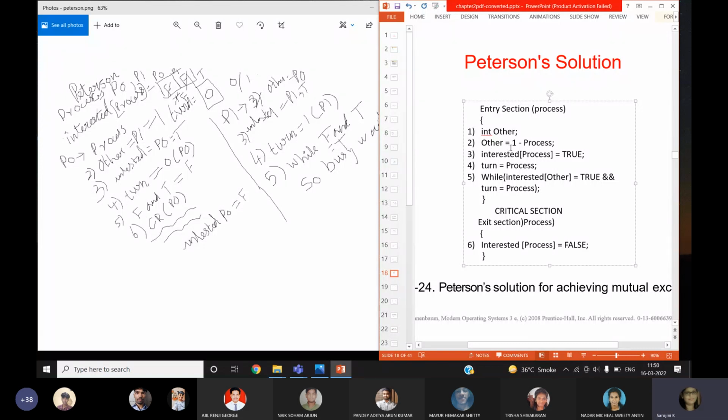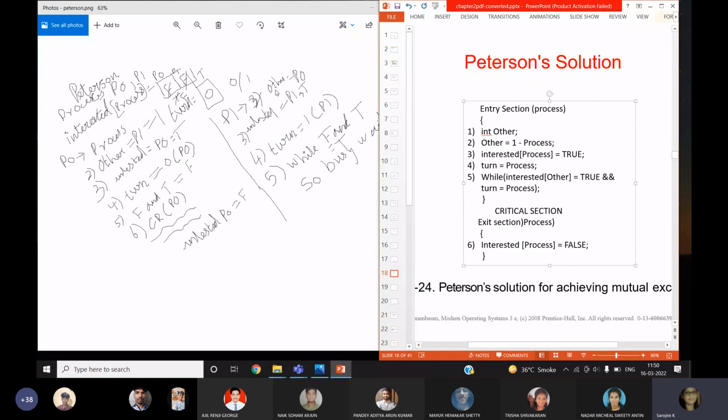It will execute other equal to 1 minus process. Now process equal to what? 1. Process equal to 1 because process denotes the current process, who is currently executing the code. So 1 minus 1 will be 0, which makes other equal to 0. That is correct, no? When process 1 is inside, then the other process will be P0, no? So other equal to 0.